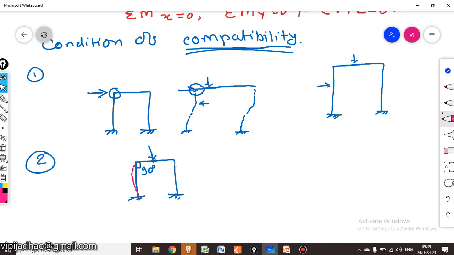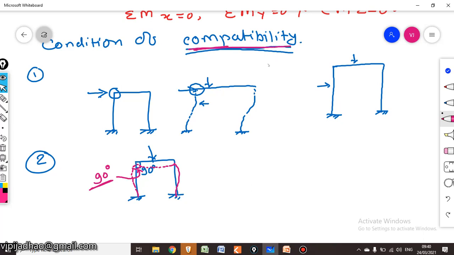This particular angle will remain 90 degrees even after the deformation takes place. So this is the second compatibility condition, that is at any rigid joint, the angle between two members meeting at a joint will remain the same even after the deformation takes place. So this is the condition of compatibility.